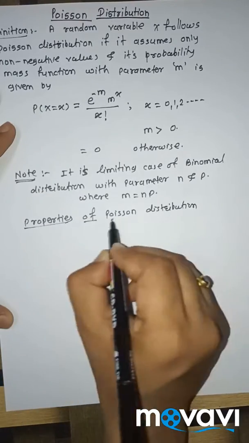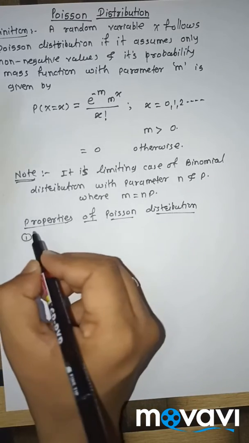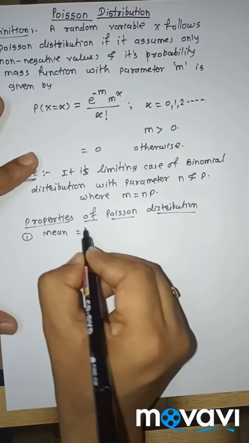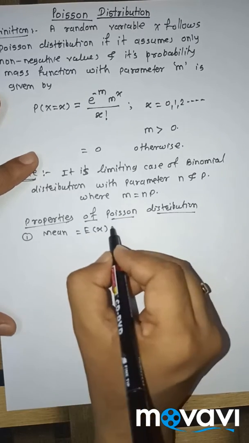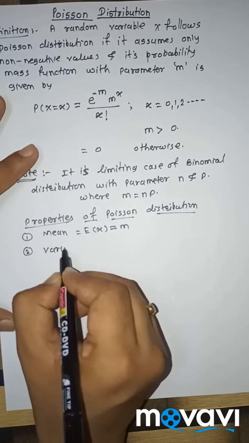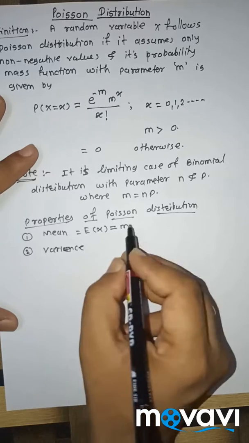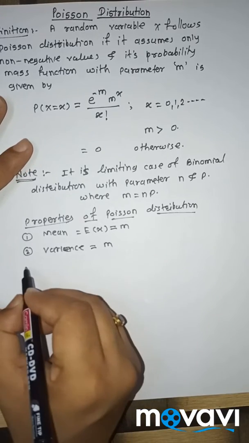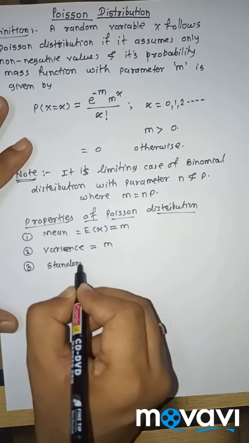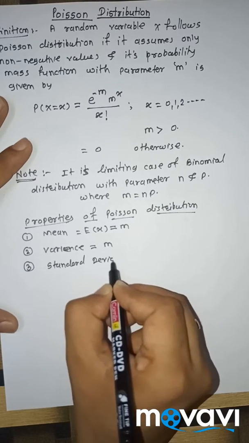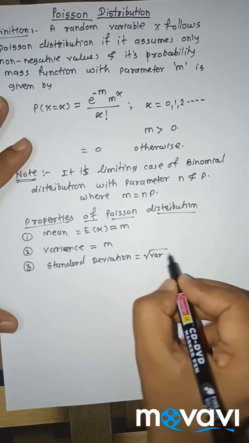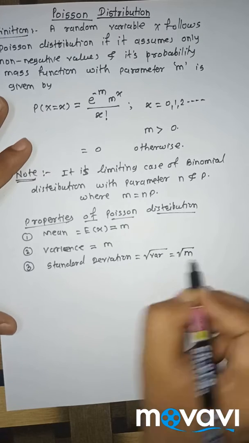Properties of Poisson distribution. First property, mean, means expected value of X, is m. Second property, variance is again m. Third property, standard deviation is square root of variance, means square root of m.